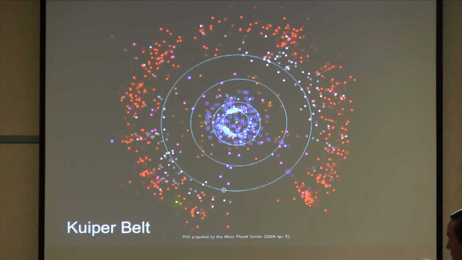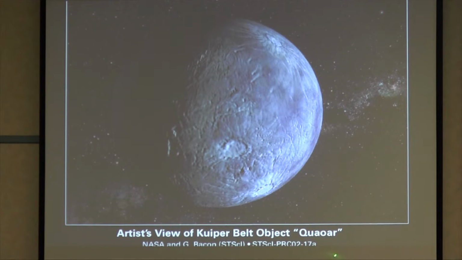When you get out here, you're really going to be down in things. We have an artist's drawing of one. This is the object Quaoar as an ice ball, but they threw some craters in on it. This is an artistic representation of it.